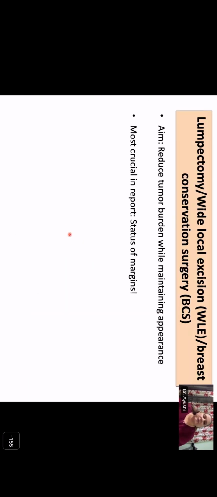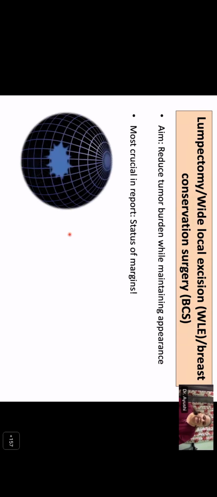Yeah, so with this, we begin the first specimen, that is a lumpectomy, wide excision, also known as breast conservative surgery. Now, the aim of this kind of surgery is to reduce the tumor burden while maintaining the cosmetic appearance. And in such a specimen, the most crucial, as I said, is the status of the margins.